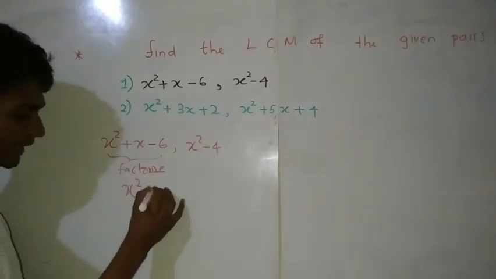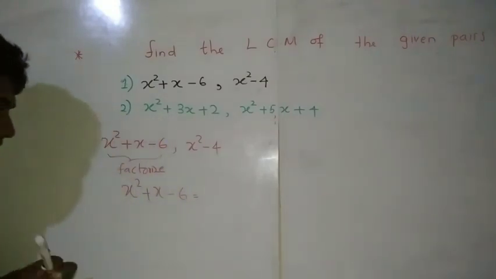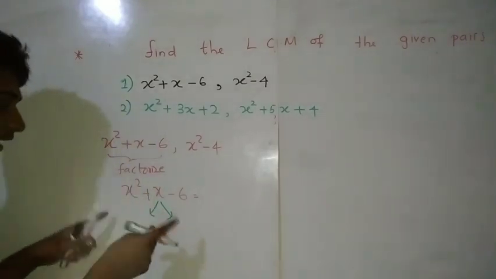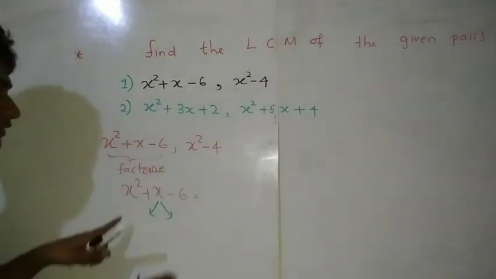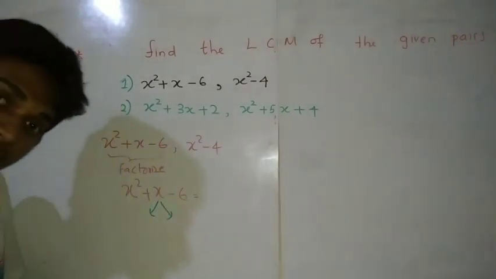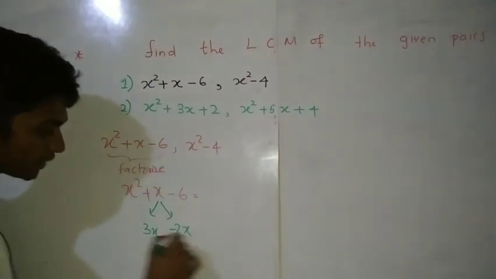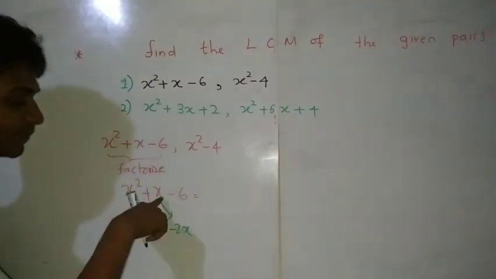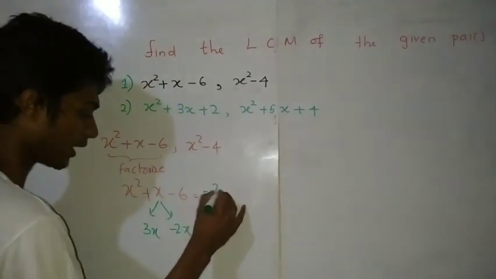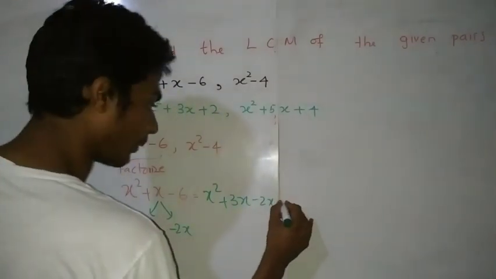X squared plus x minus 6 is equal to, I have to break this x into two terms such that if I add them, it should make x, and if I multiply the coefficients, it should make minus 6. That is what we have learned in the quadratic equation, right? So you can select 3x and minus 2x. Look at this, 3x minus 2x is plus x, 3 into minus 2 is minus 6. So you have x squared plus 3x minus 2x, and then minus 6.